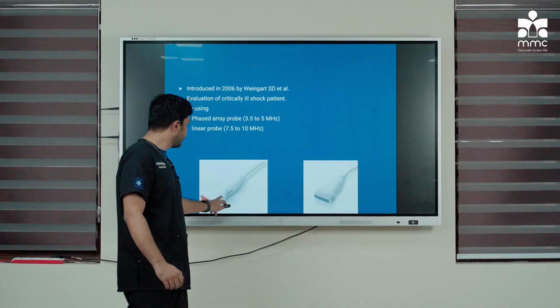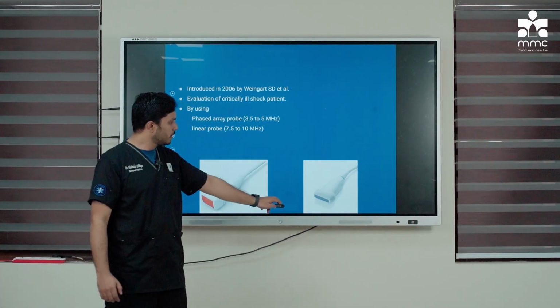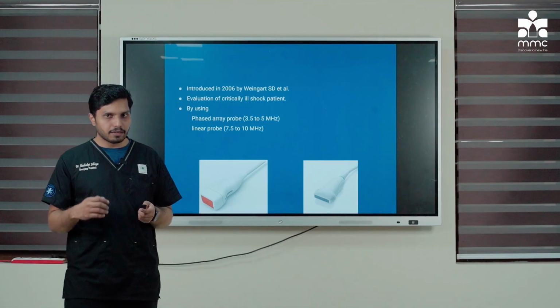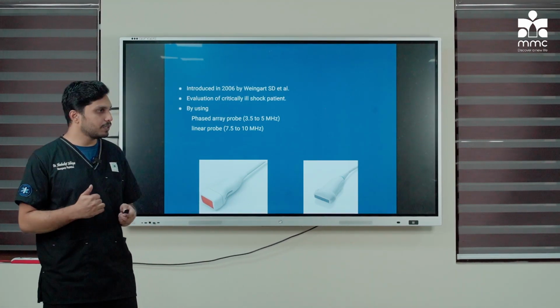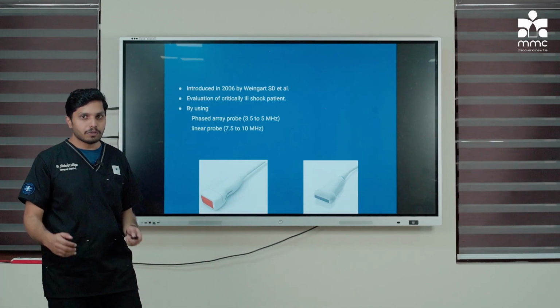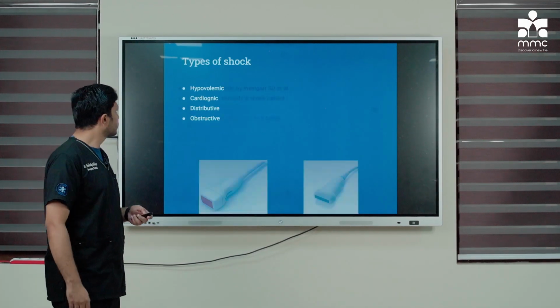Basically this one is the phased array probe and this one is the linear probe. We use the linear probe for superficial structures and the phased array for deep structures. So for the evaluation of a shock patient, we have to use a phased array probe, because we have to see the deeper structures to identify the cause.